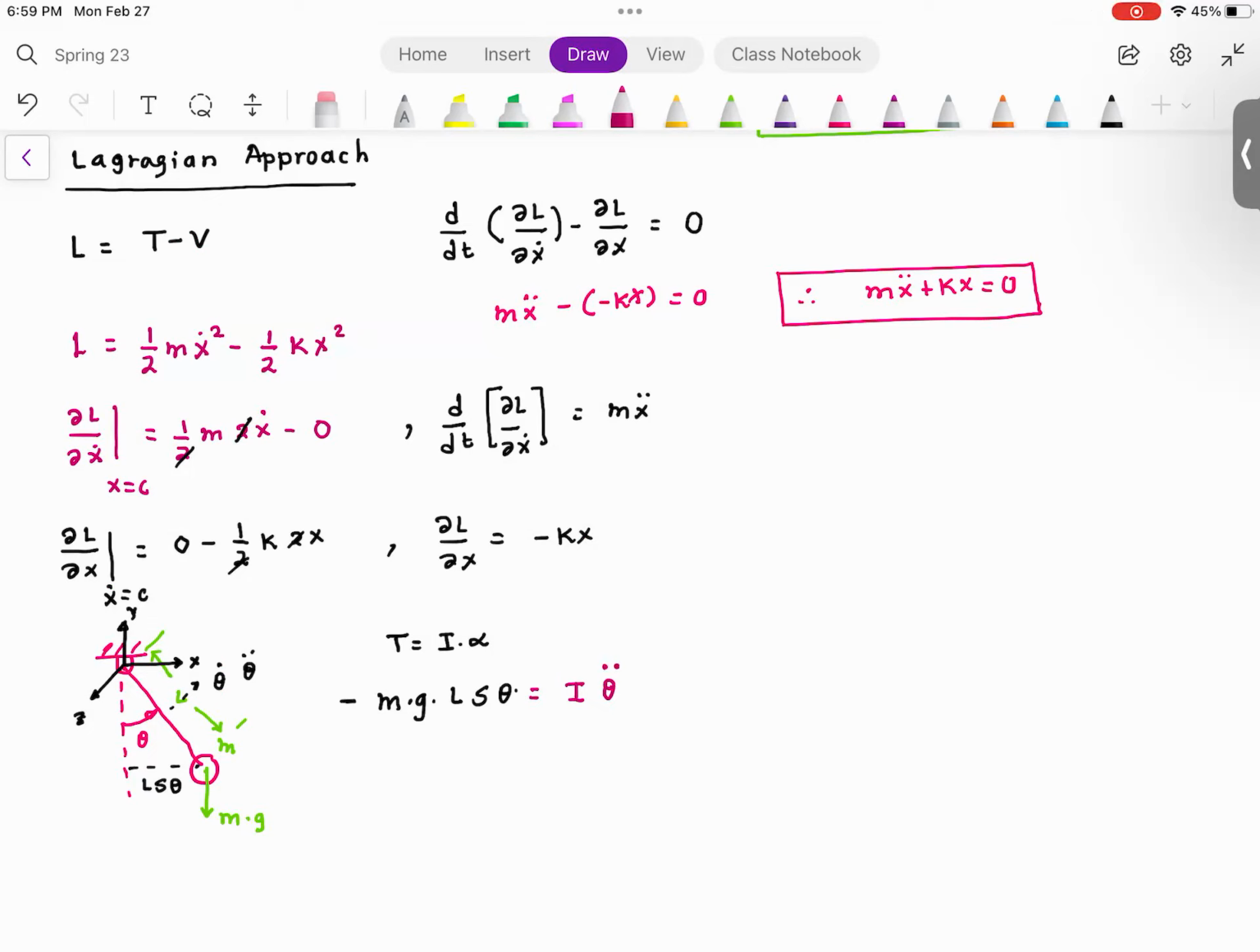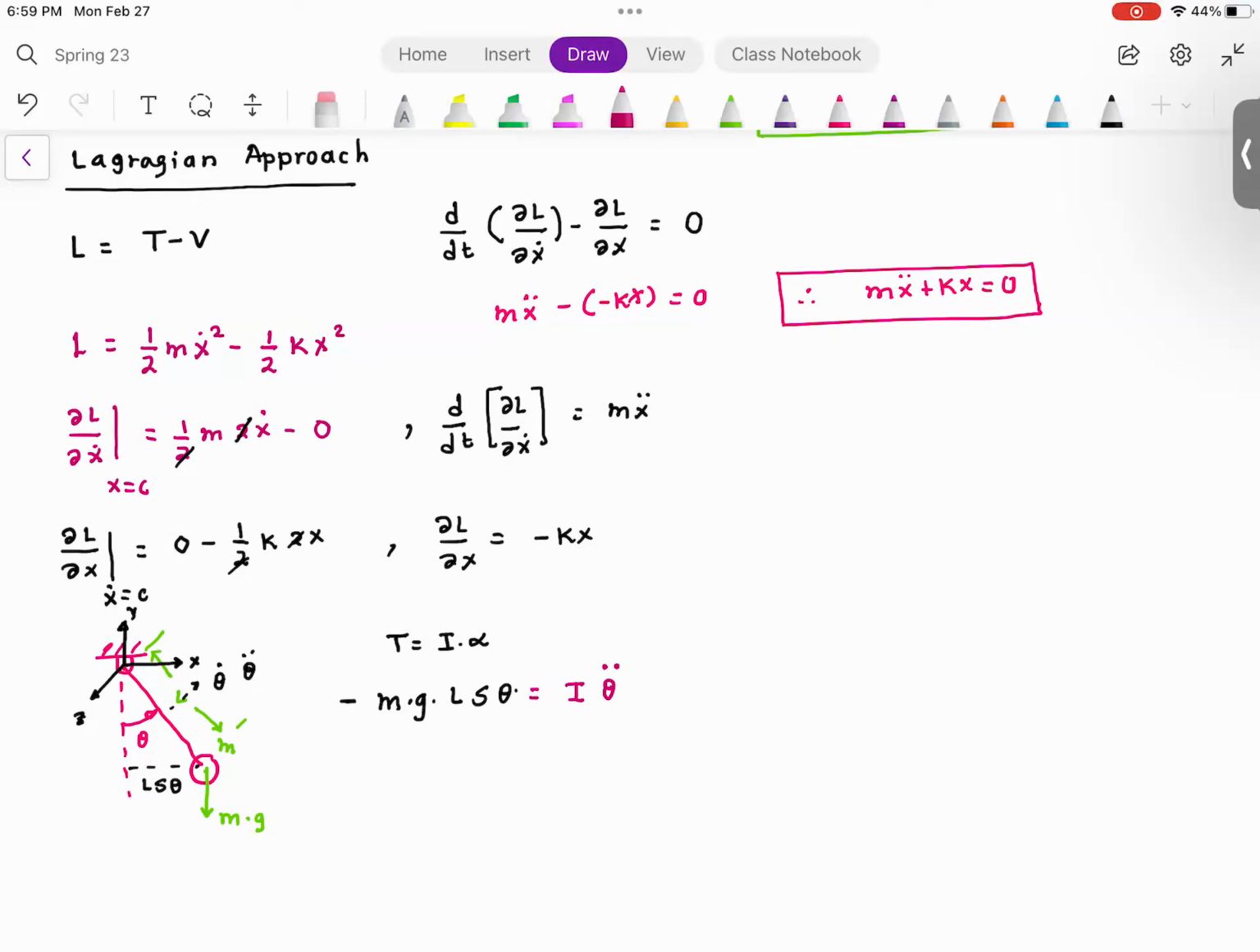So curl your fingers in the direction of theta. Theta is going counterclockwise, theta dot is going counterclockwise, theta double dot is going counterclockwise. It means I theta double dot is positive. But for the torque mg, curl your fingers in the direction of the torque. Your thumb is going inside the board. So this mg L sine theta is negative. Everyone understands this?